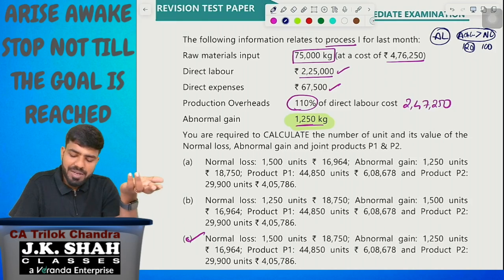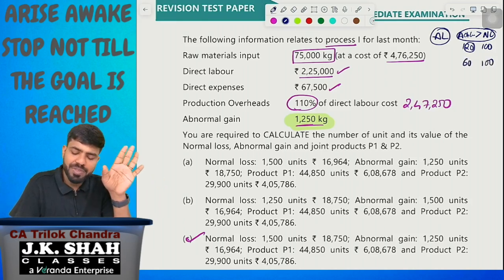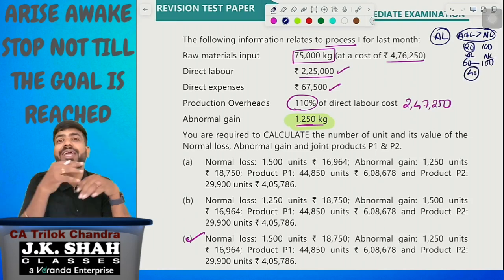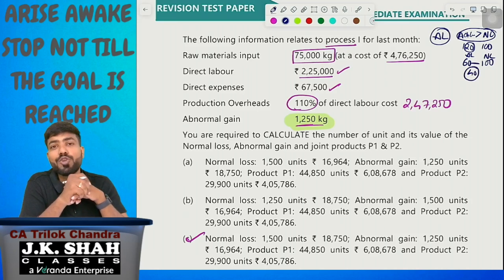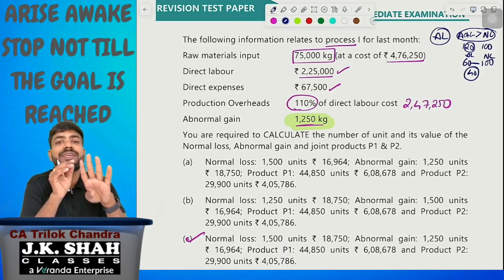When will we get the abnormal gain? Expected loss is 100, but actual loss is only 60. This is the normal loss expected, actual loss is 60. This difference is 40. 40 is called the abnormal gain. They're expecting to lose 100, but what they lost is only 60. Understand that 40 is called the abnormal gain.